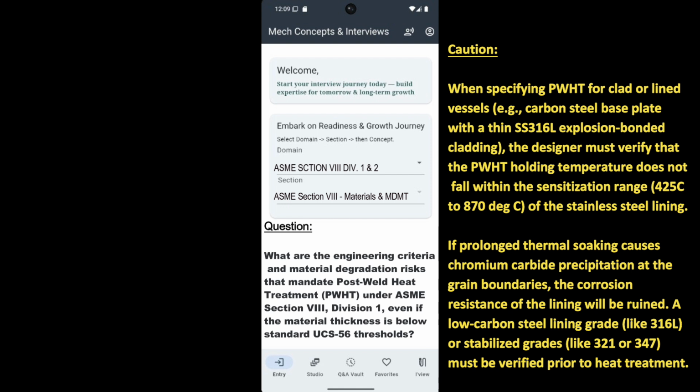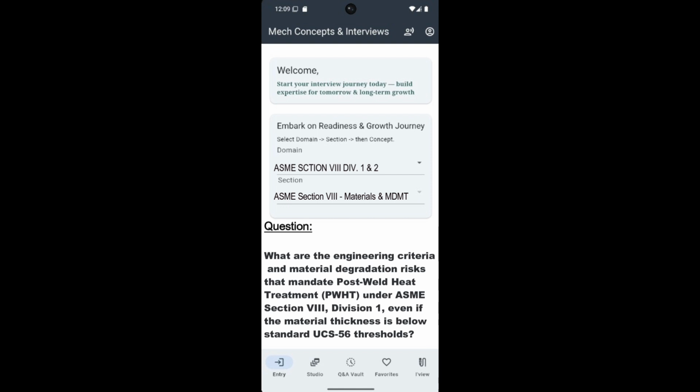How does an engineer mitigate that metallurgical disaster? You must preemptively eliminate the carbon from the equation. A low-carbon stainless steel lining grade, like 316L, where the L stands for low carbon, or stabilized grades like 321 or 347 that utilize titanium or niobium to lock up the carbon, must be strictly specified prior to fabrication. You have to harmonize the thermal physics across both the dissimilar metals before the vessel ever goes into the fire.